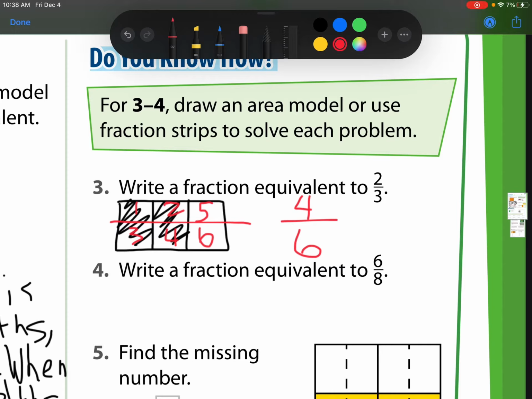Now let's do the same thing with this 6/8. So again, since I'm just starting out, I'm going to draw it with my horizontal. I need 8 total pieces.